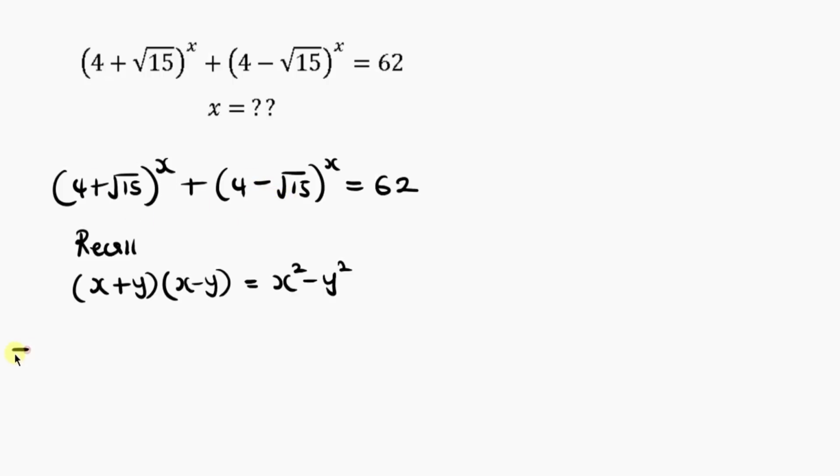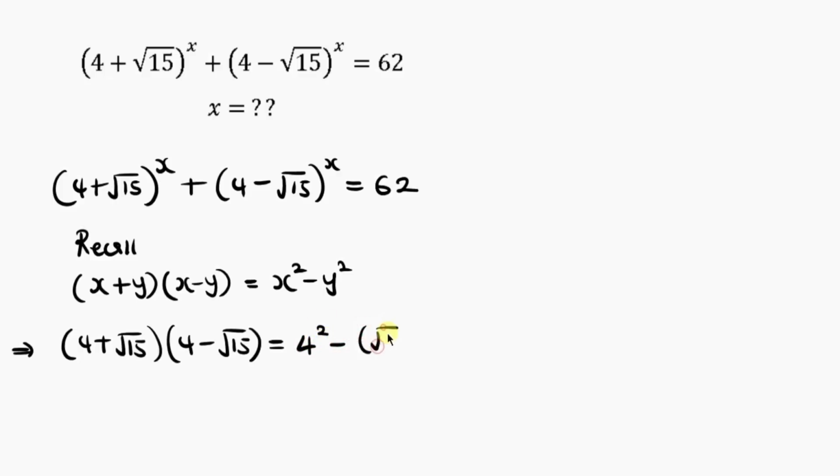So I'm trying to say that 4 plus the square root of 15 times 4 minus the square root of 15 is going to give us difference of two squares of the numbers inside. That means this is going to give us 4 squared, isn't that? Minus the square root of 15 squared. So this is a difference of two squares expressed in this form.